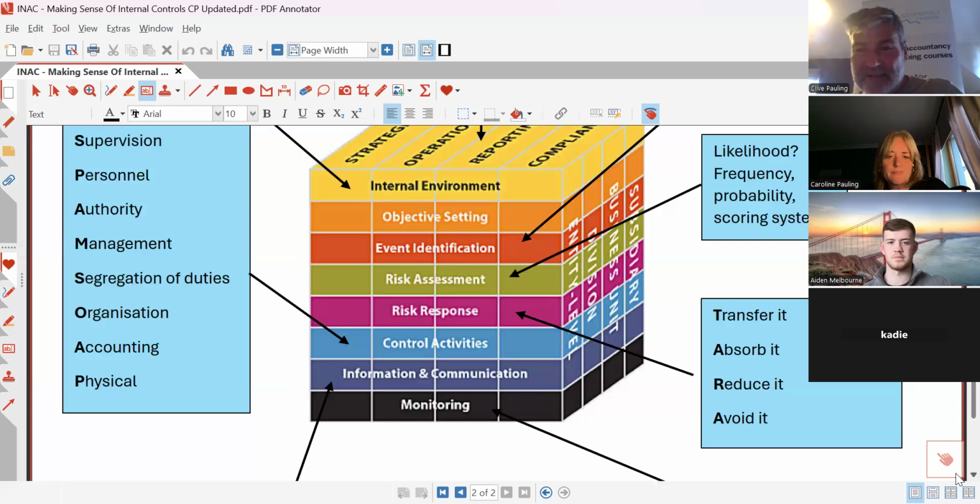Segregation of duties, as accountants, we should be all over, of course. If you can, not letting one person do a whole job from start to finish. Of course, there's the fraud aspect in this. If you've got segregation of duties, you've got a greater chance of identifying potential fraud.